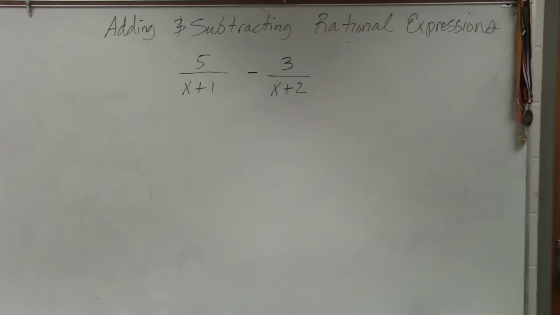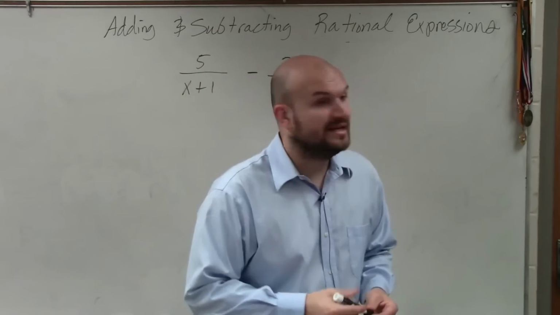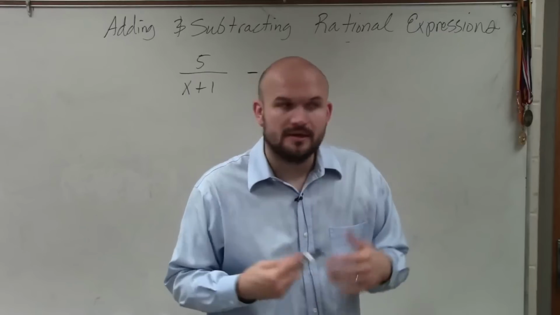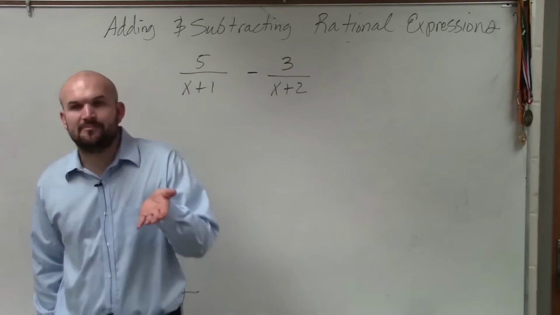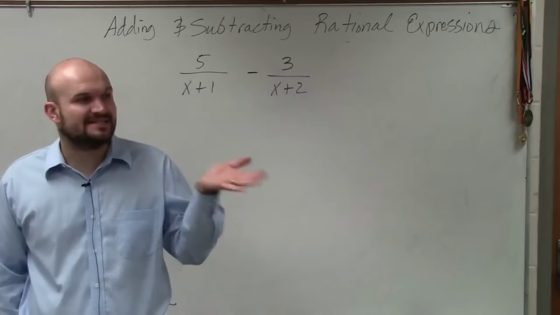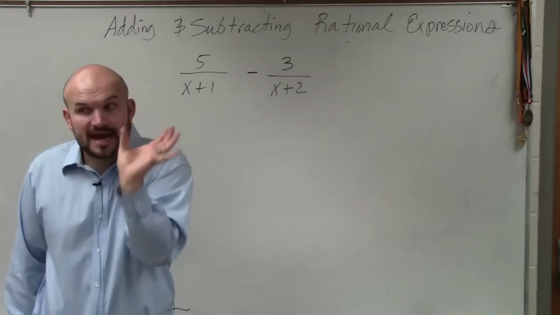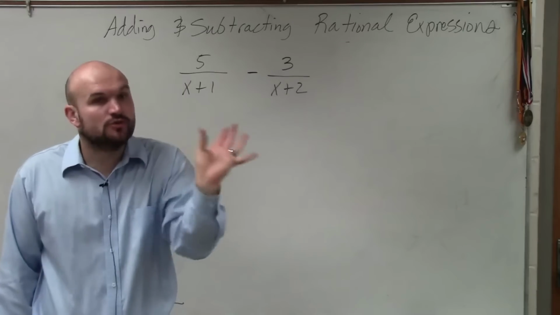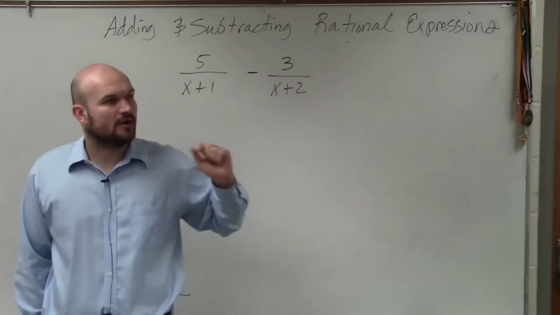When doing an example like this, ladies and gentlemen, just like the last one, we need to find the LCD. When we found the LCD, 30 ended up being the product of 5 and 6, correct? So if you take your two denominators and multiply them, you will obtain a common denominator, correct? However, that's not always the case.